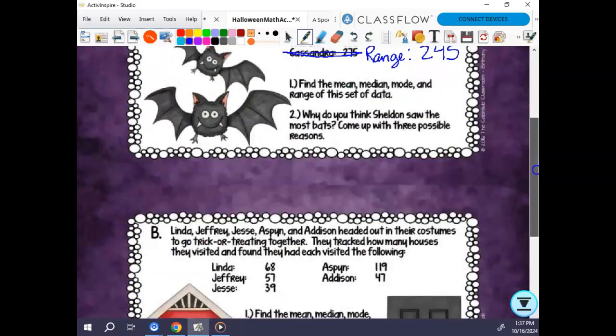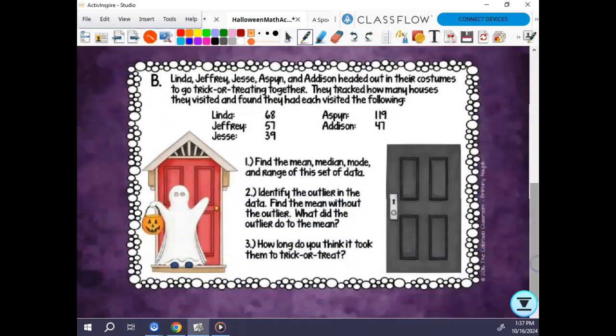All right, so those of you that got to B, I'm going to tell you what the answers are just so that we can talk about it. And if you didn't get to B, it's okay. We're going to talk about it here. So the mean we got was 66, right? You should have gotten 66 for the mean, 57 for the median. There was none for the mode, and the range was 80. We agree with that? Okay.